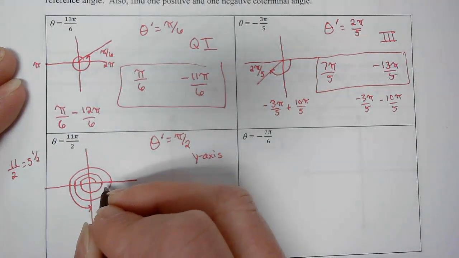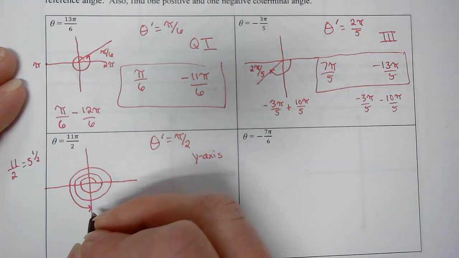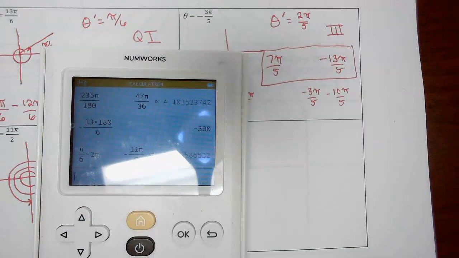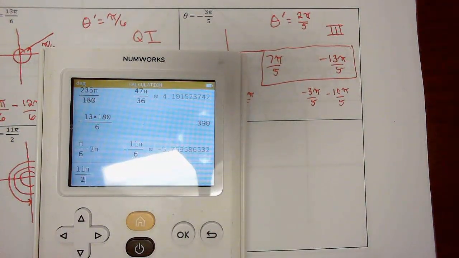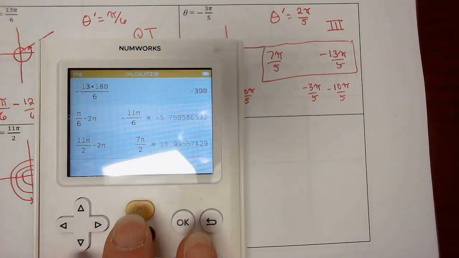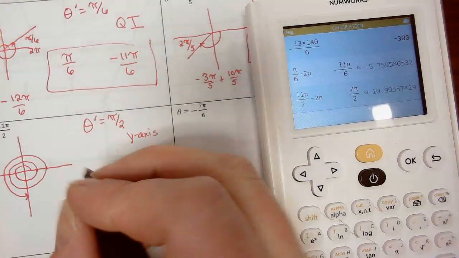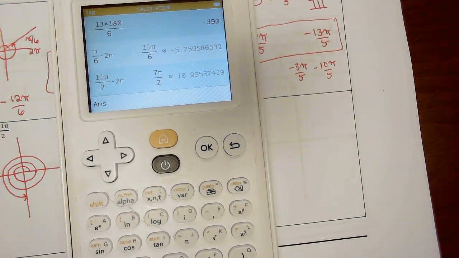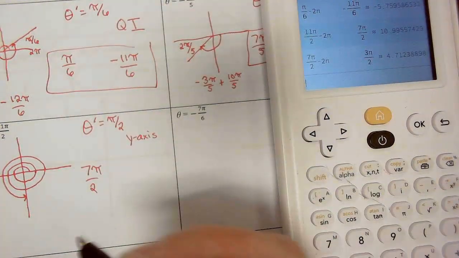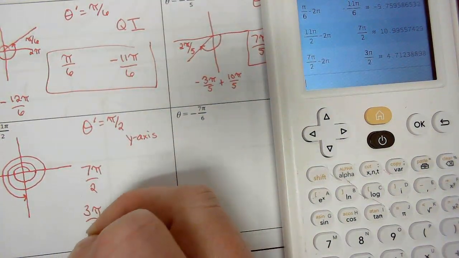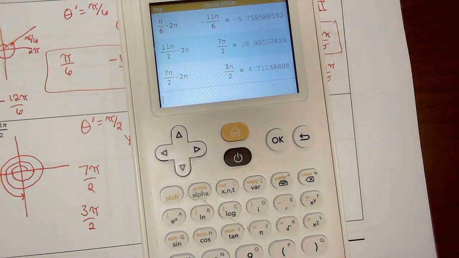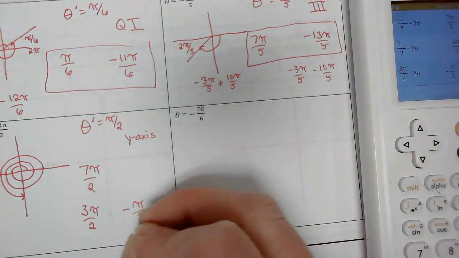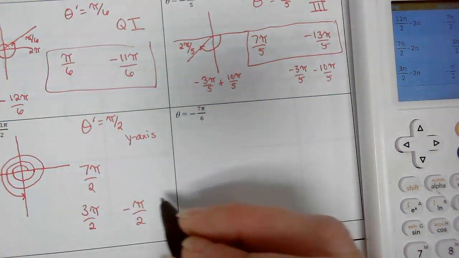And a reference angle, well, let's see. If I did this in the calculator, I could take 11 pi over 2, and I'm going to subtract 2 pi. Well, that gave me another positive angle. I want a negative one. So I'm going to take that last answer minus 2 pi. Oh, I got another positive. Answer minus 2 pi. There's a negative. Oh, and that makes sense, going backwards half of a pi.